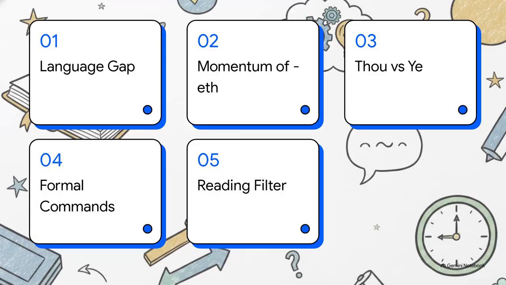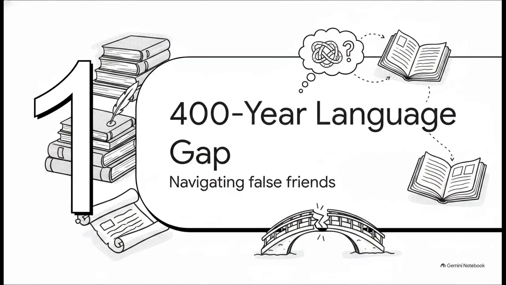On the agenda for today, we'll cover the 400-year language gap, the momentum of the F suffix, the crucial difference between thou and ye, the weight of formal commands, and then we'll wrap it all up with a daily reading filter you can use right away. Starting off with Section 1, the 400-year language gap.